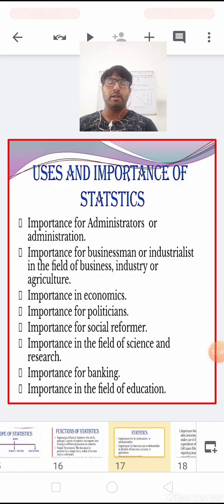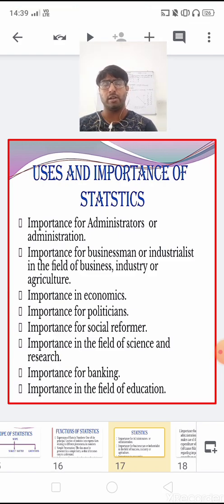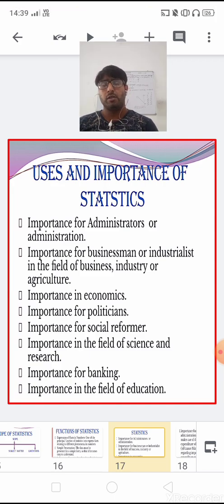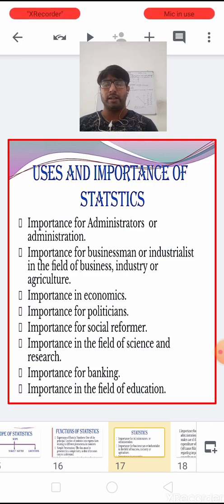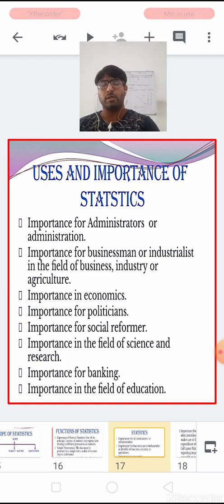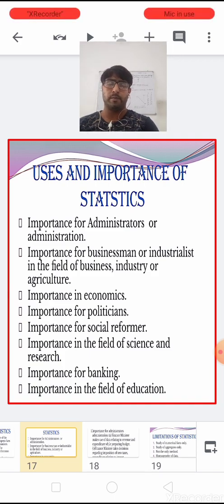It is very important in banking also, because in banking a systematic record has to be kept of all the financial transactions that happen day to day. All the numerical data is supplied by statistics itself. Importance in the field of education: statistics is also important in education because we become capable of comparing the various trends and data from present to the past.